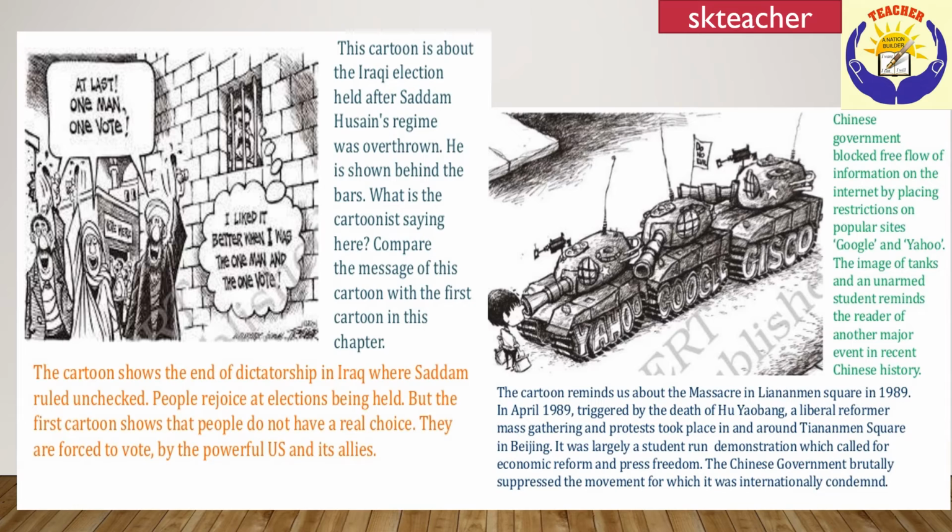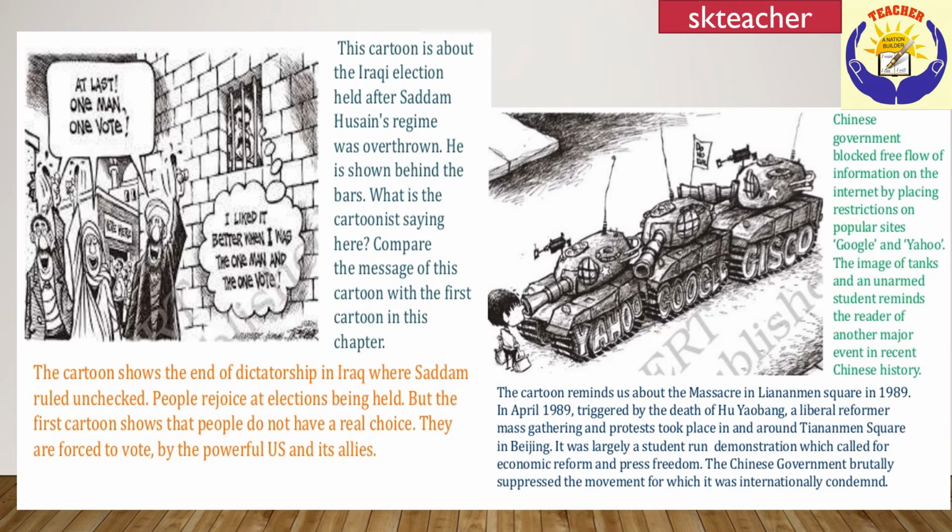The next important cartoon is about the nation China. The Chinese government blocked free flow of information on the internet by placing restrictions on popular sites Google and Yahoo. The image of tanks and an unarmed student reminds the reader of another major event in recent Chinese history. The cartoon reminds us about the massacre in Tiananmen Square in 1989.